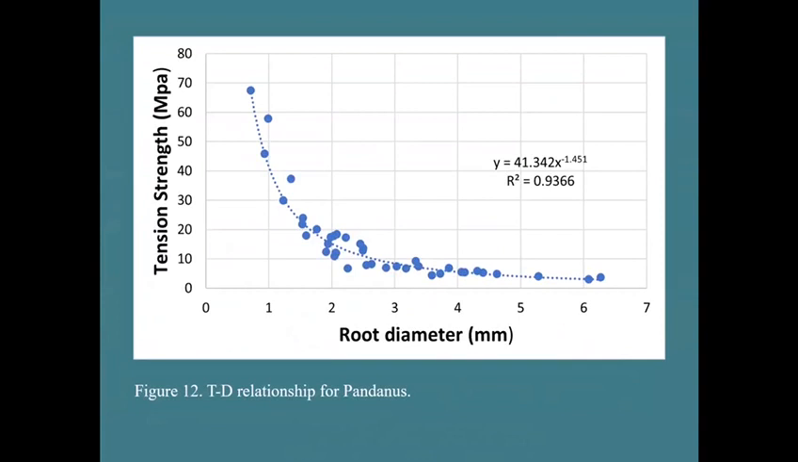The tensile strength and diameter relationship for the Pandanus tectorius is shown in figure 12. As you can see from the curve in the graph, the tensile strength decreases with increasing root diameter, and it follows the power law equation of the form f of x equals a x to the power k, which we can use to predict the strength of the root.